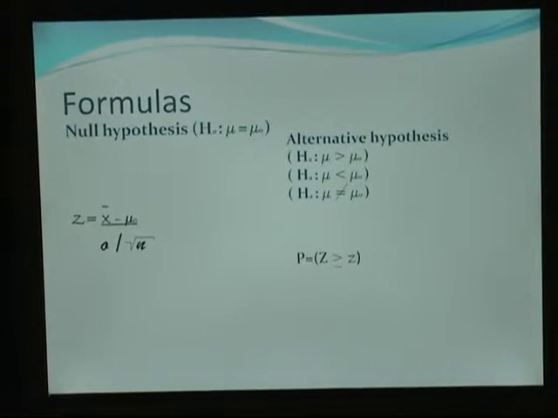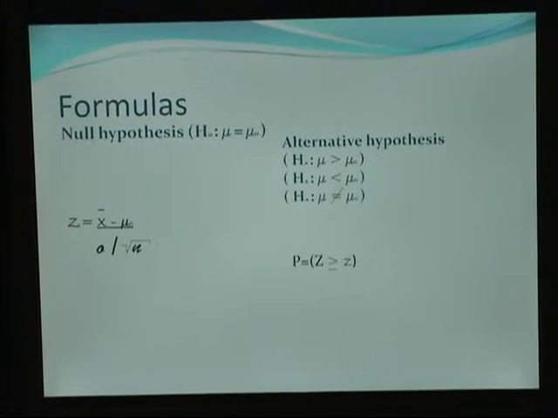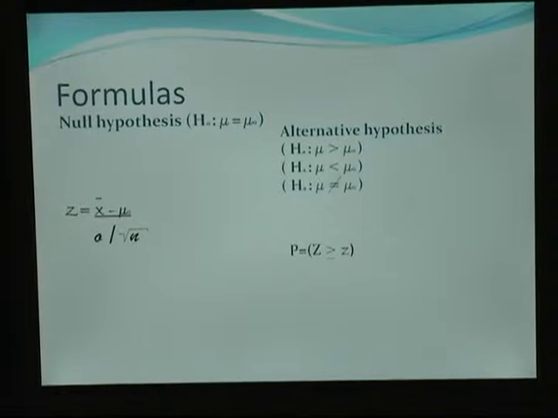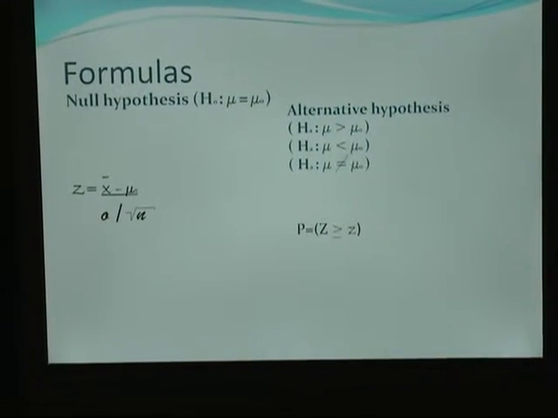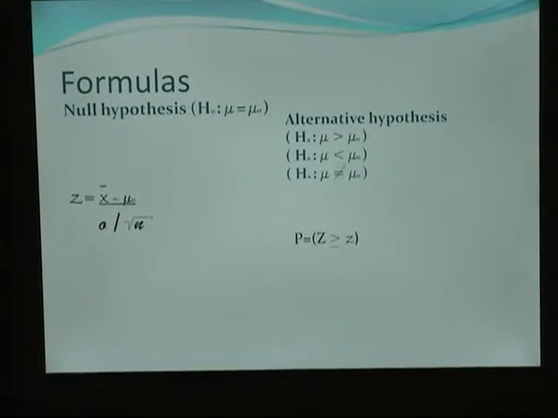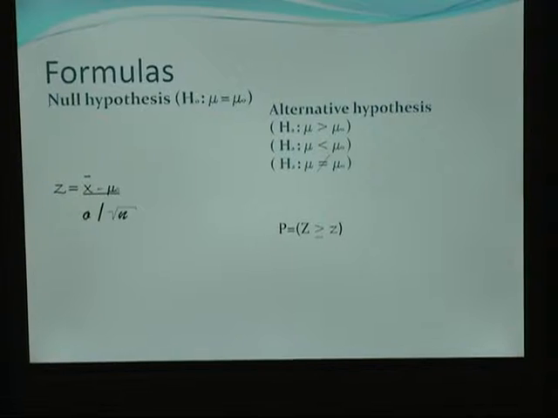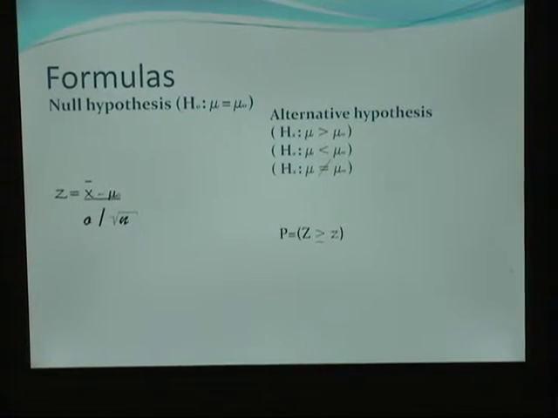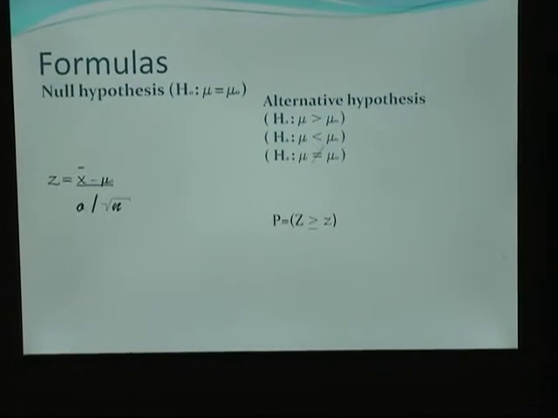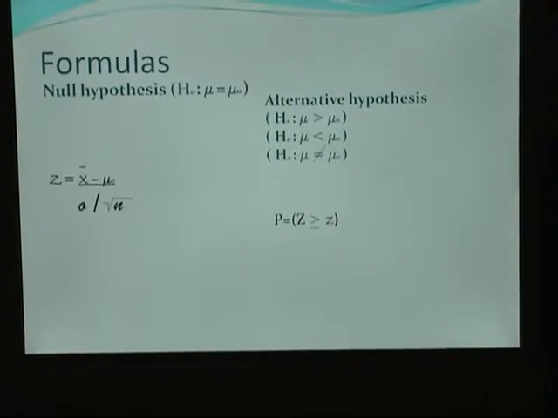These are the formulas needed to carry out a Z procedure. The null hypothesis is represented by mu equals the given mean. The alternative hypothesis is represented by mu is greater than, less than, or not equal to the given mean. Z is equal to x bar minus the given mean all over the standard deviation divided by the square root of n, and the p-value equals the probability that Z is greater than or equal to Z.